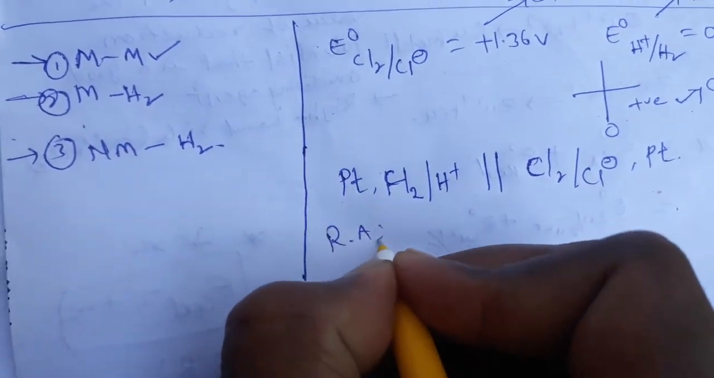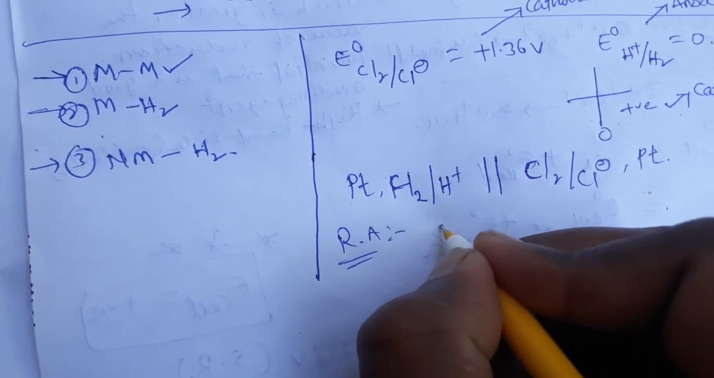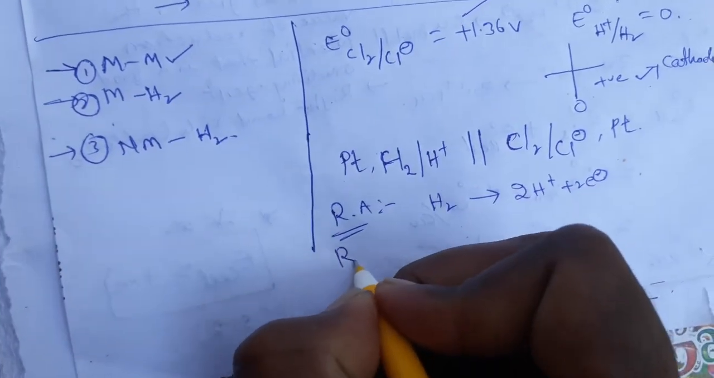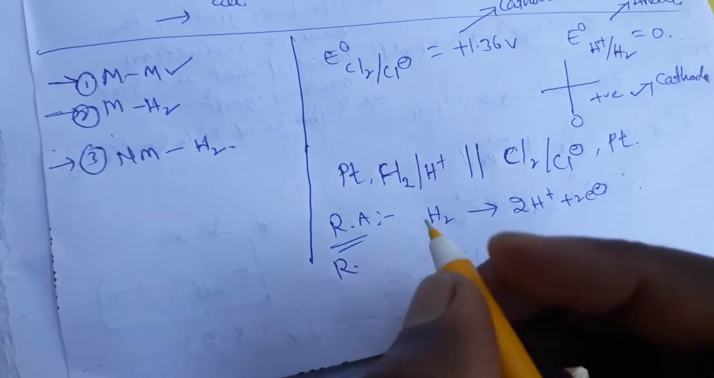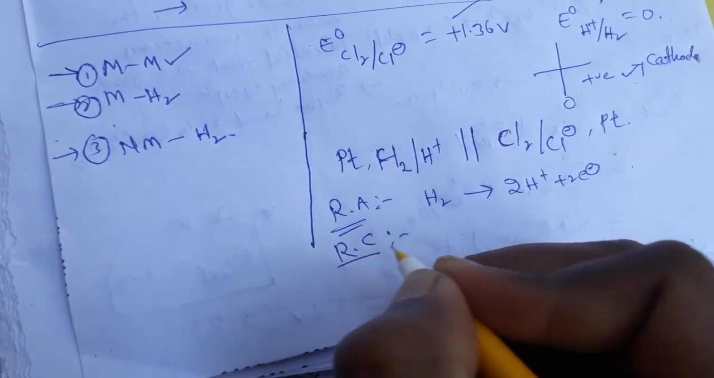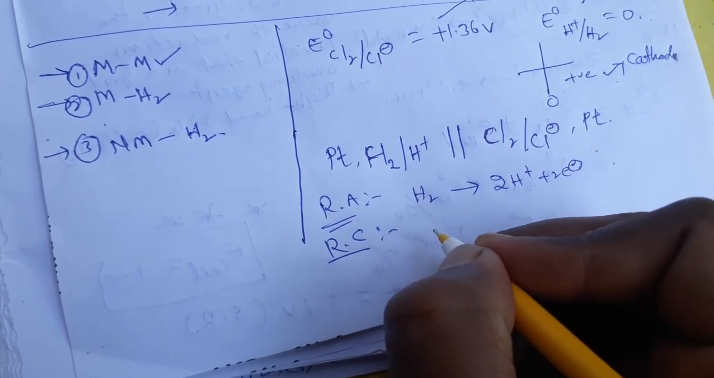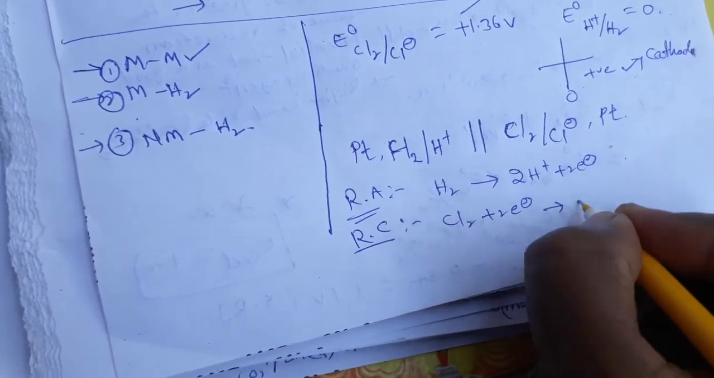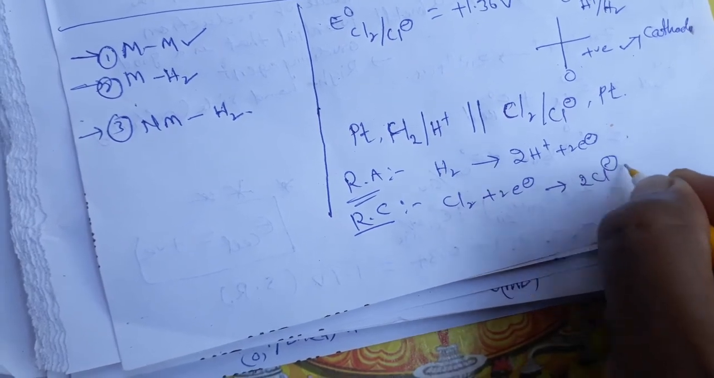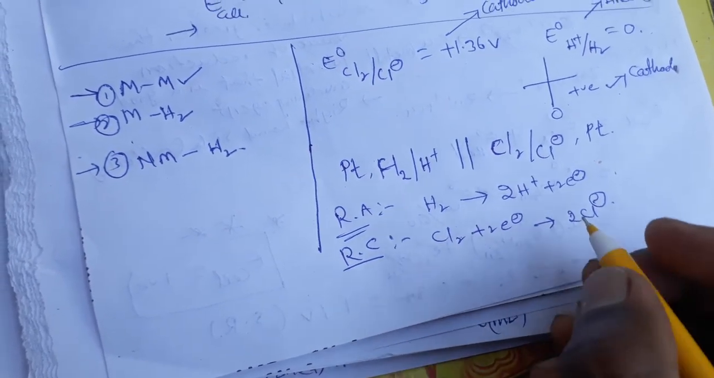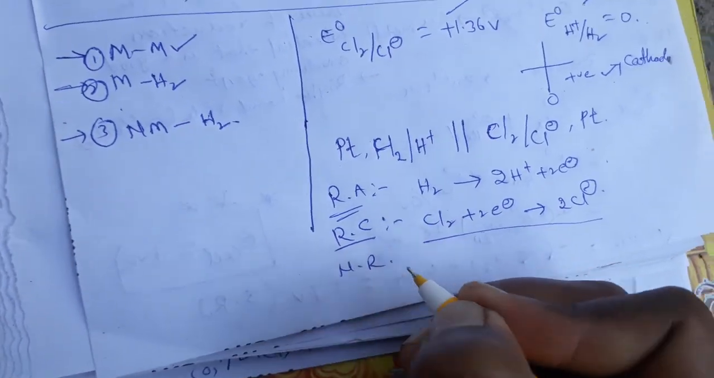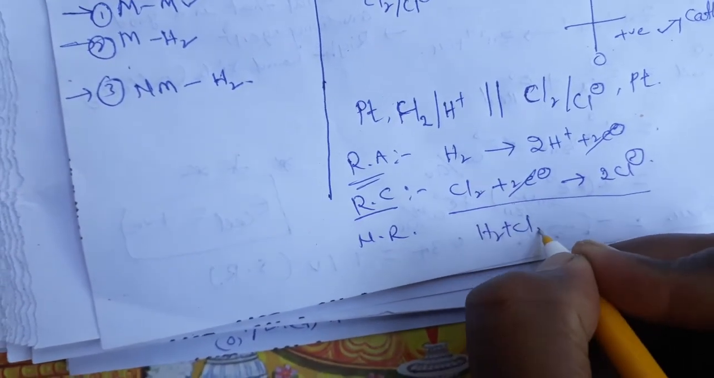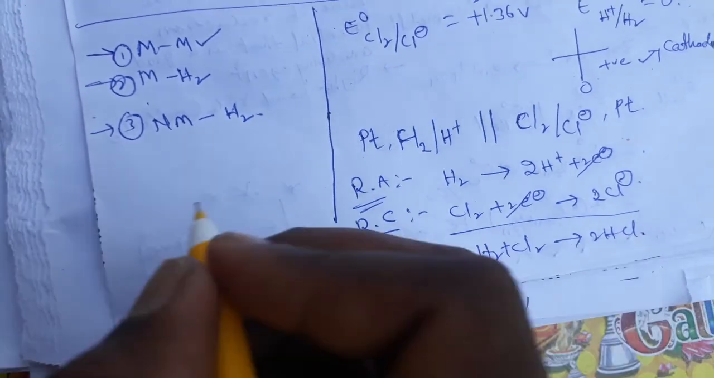Reaction at the anode is oxidation, so H2 gives 2H plus plus 2 electrons. Reaction at the cathode is reduction: Cl2 plus 2 electrons gives rise to 2Cl minus. If you write the net reaction here, the 2 electrons get cancelled, so H2 plus Cl2 gives rise to 2HCl.